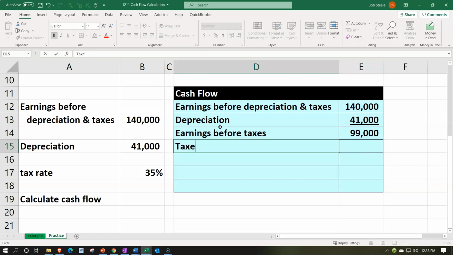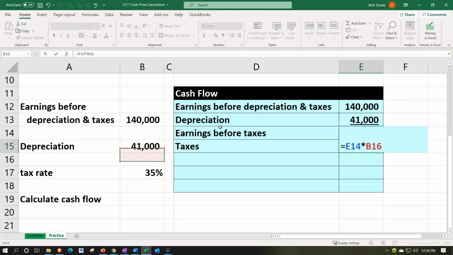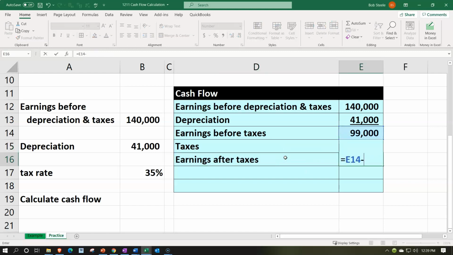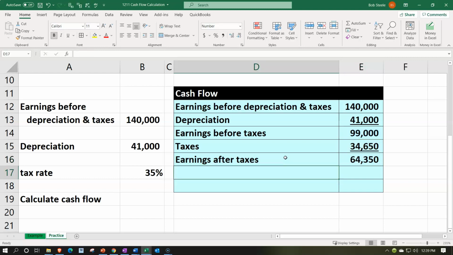Then we'll calculate the taxes now that depreciation has been included, which is going to be the 99,000 times the rate, which we're saying is the 35%. And that's going to be the 34,650. Underlining that, going to the font group and underline. That's going to give us our earnings after taxes. So earnings after taxes is going to be equal to 99 minus the taxes, which gives us the 64,350. Then we're going to take the depreciation back out.